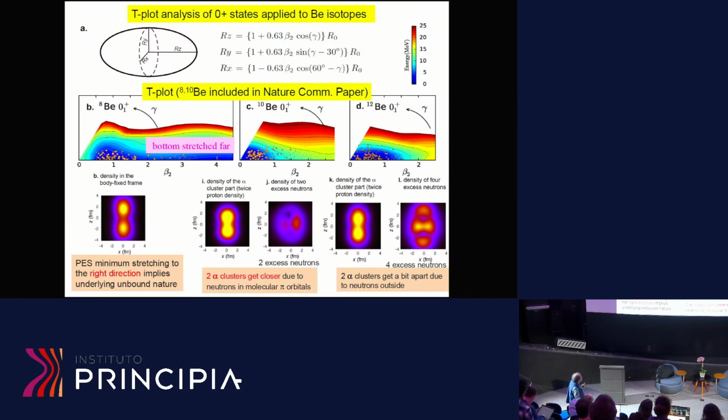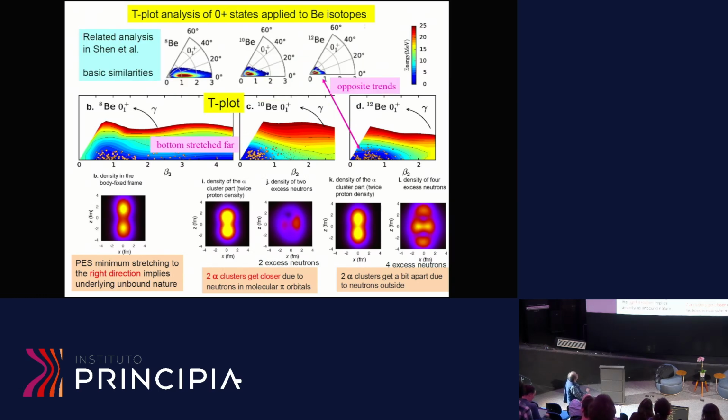So beryllium-8, 10, and 12 all show alpha cluster structure, but first of all, the cluster itself is slightly different. This one is most like a sphere, but this is a little bit ellipsoidal, I mean stretched in this way, and the distance also changes. Those are quite interesting features, and I think they should be investigated experimentally.